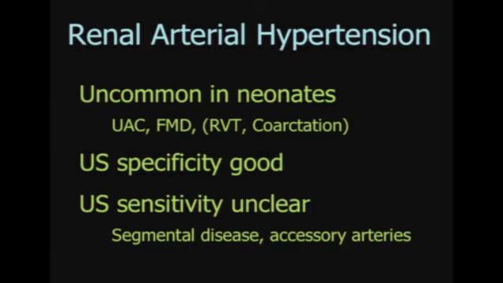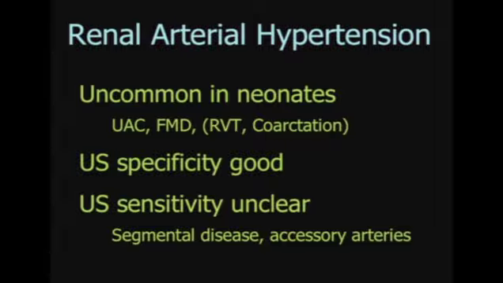Renal arterial hypertension is uncommon in neonates, but it does occur in neonates and younger children. It can happen because of umbilical arterial catheters, but like other causes of renal arterial hypertension in kids, fibromuscular dysplasia is really the most common cause. You can see it after renal vein thrombosis or in children who have coarctation of the aorta.